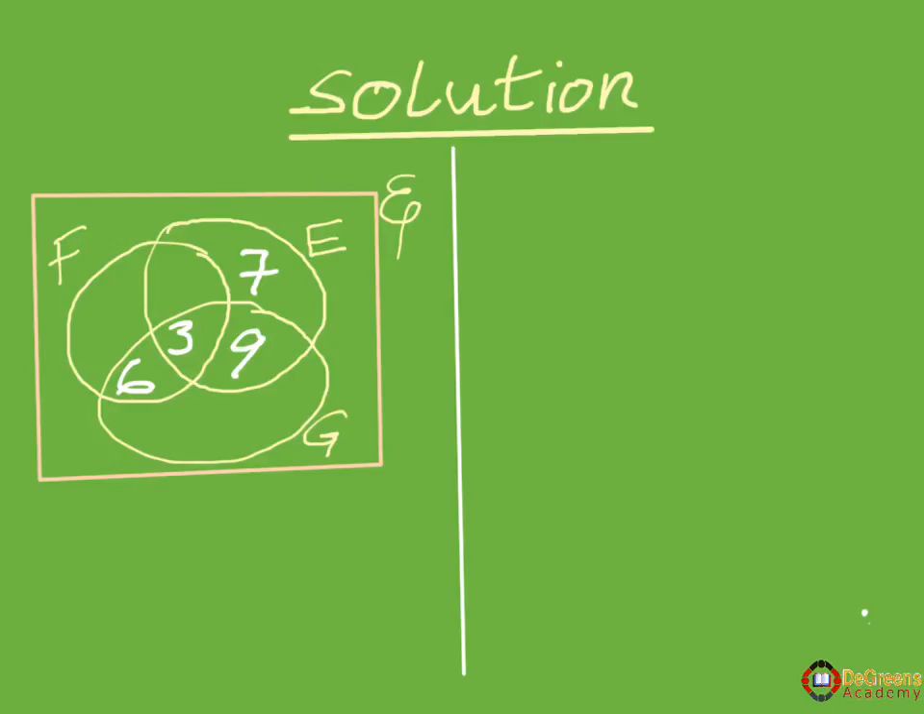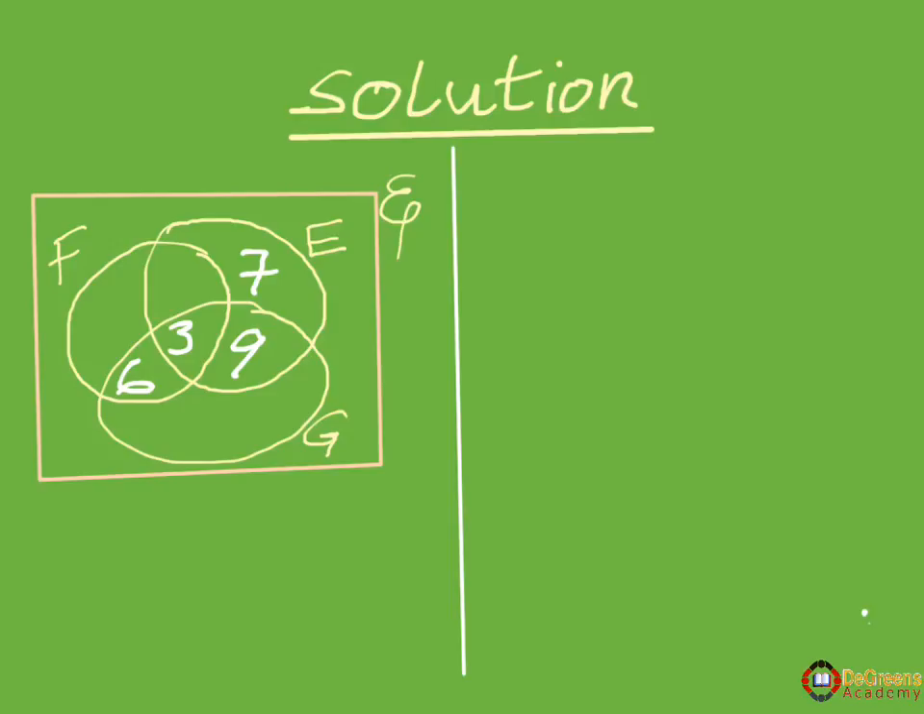The next sentence says 22 studied English. 22 studied English simply means if you add all the values within the circle for English, the answer should be 22. So following that circle for English, we have 3, 7, and 9 already listed.